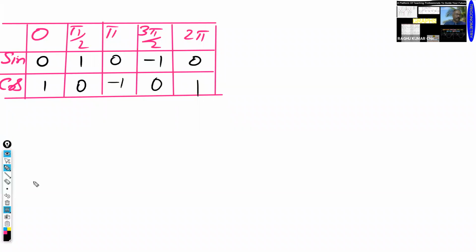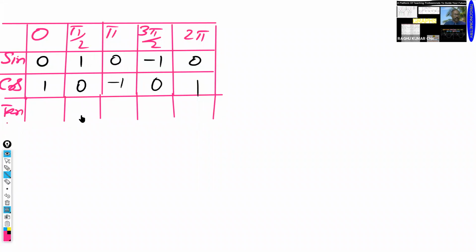Now, if you know this, automatically you can write the values of tan. Why I insisted upon only sine and cos: you need not learn tan separately, because it is the division of sine and cos only. Tan is nothing but division of sine and cos only, and the rest of them are obviously the reciprocals. I need not explain that, because you have learned it in your lower classes itself.